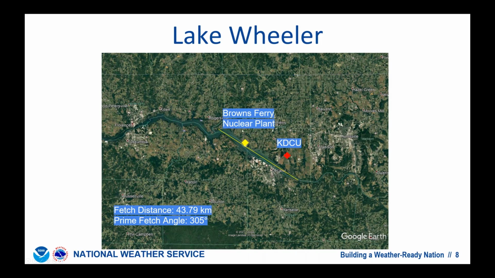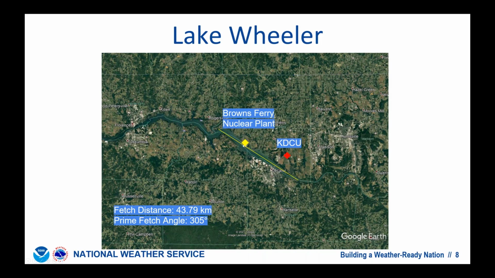The yellow dot here is the Browns Ferry nuclear plant that we'll be using for water temperature data for this study. And here's the yellow dot for the Decatur airport that we'll be using for ASOS data. And actually we'll be using proximity soundings from the Huntsville airport, which I should have labeled, which is right here. So not too far away, just on the northern side of Lake Wheeler.